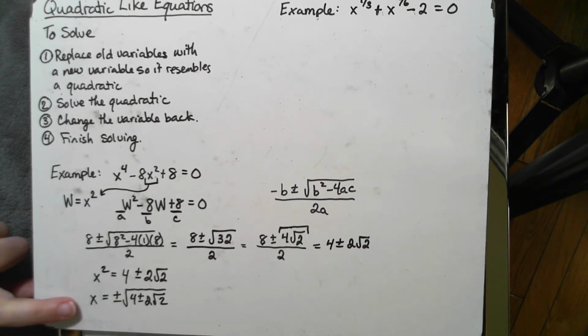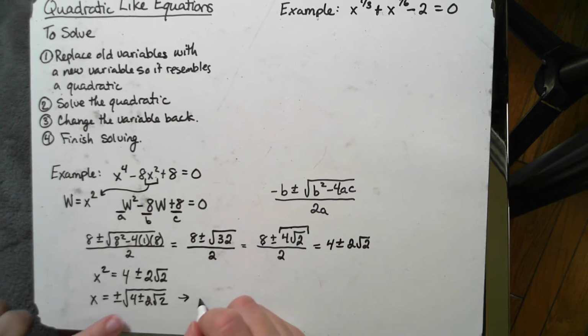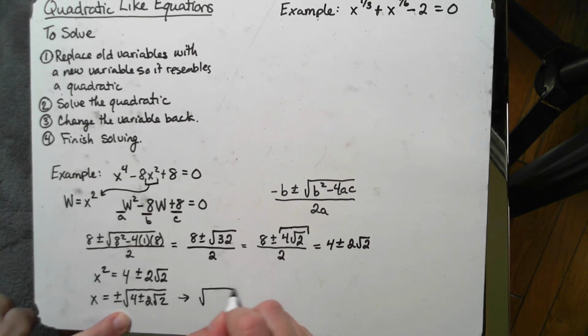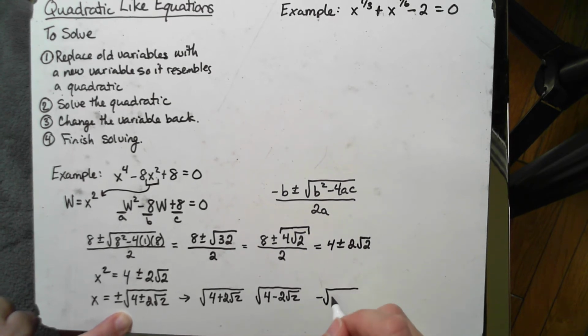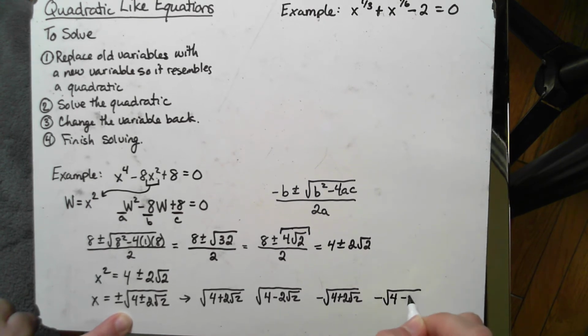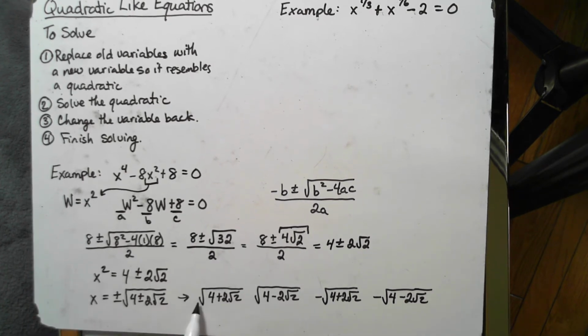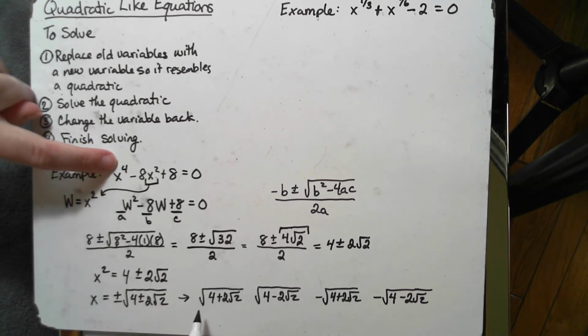Now, if I wanted to write out all of the possible solutions for this, I would write the positive square root of 4 plus 2 square root 2, the positive square root of 4 minus 2 square root 2, the negative square root of 4 plus 2 square root 2, and the negative square root of 4 minus 2 square root 2. Okay, these are all 4 solutions of this equation.